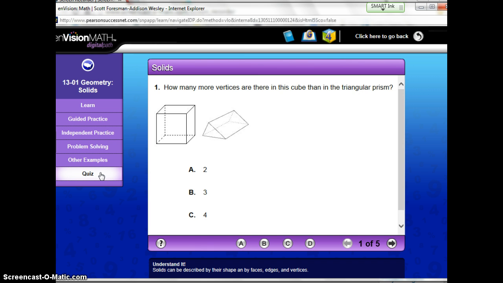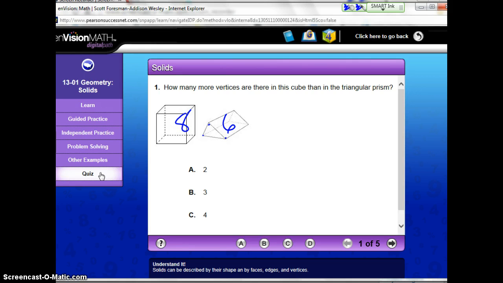How many more vertexes are there in the cube than the triangular prism? Well, let's count how many are in the cube. Darius? There's 8. How many are in the triangular prism? Sarah? There's 3. Yep, there's 6.